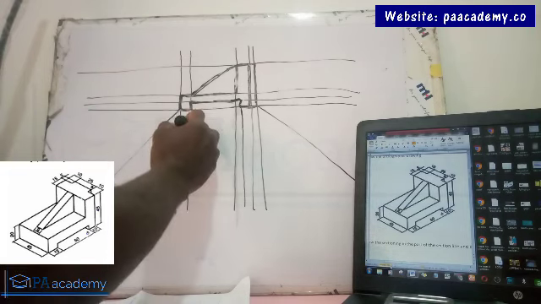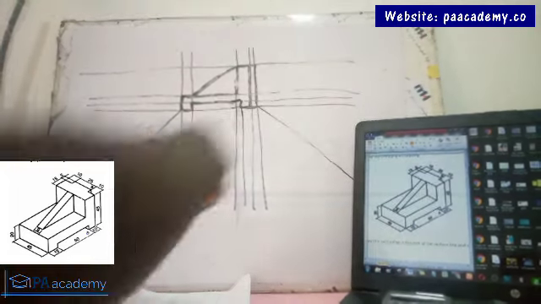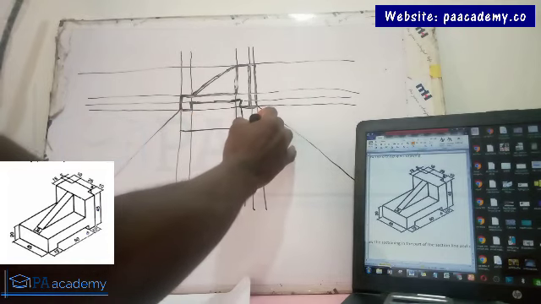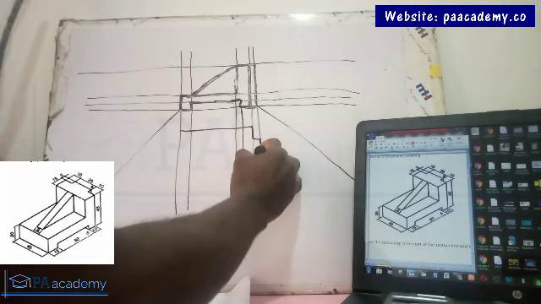All right, so let's draw the plan. The plan will look like this. So that means when you are looking at it from the top, what will you see? So it's going to be looking like this. And don't forget, you are going to be doing everything to scale.